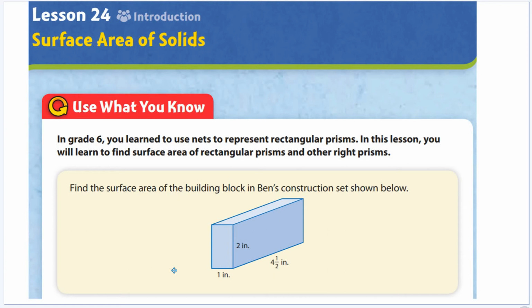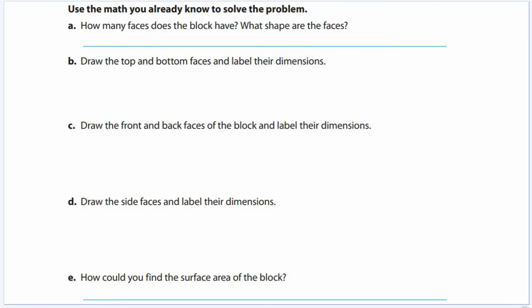Now remember, volume, lesson before, lesson 23, was about finding the amount of space inside a three-dimensional figure. We were dealing with prisms. Surface area is on the surface of a three-dimensional shape. Okay, so think about that. Use the math you already know to solve the problem.